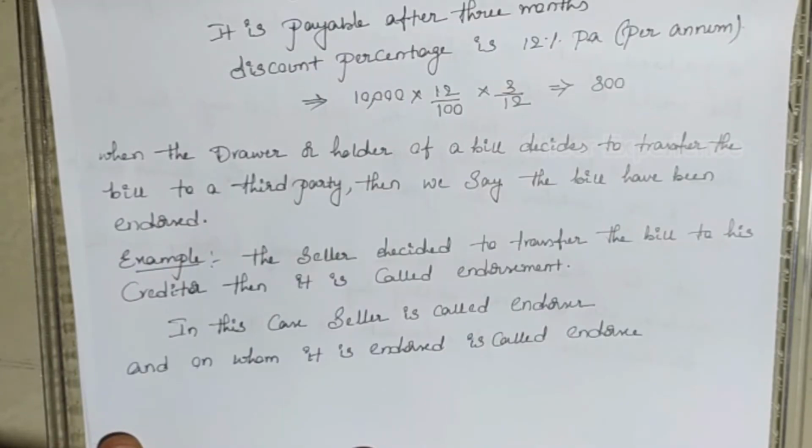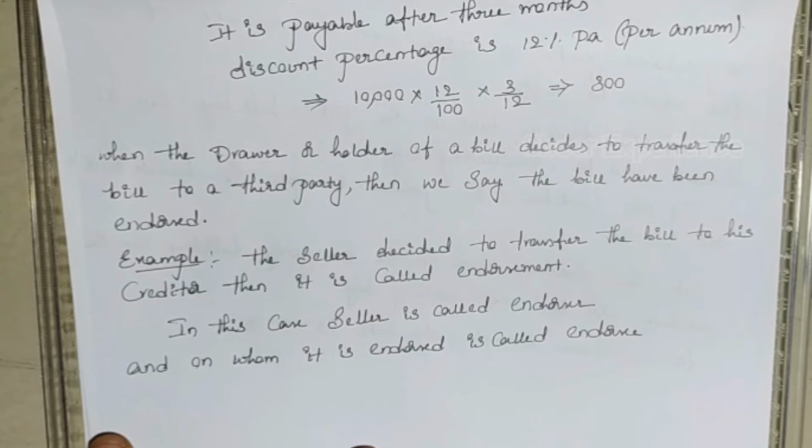When the drawer or holder of the bill, or you can say the seller or supplier, all are same, decides to transfer the bill to a third party, then we say the bills have been endorsed. Let's understand this with an example. The seller or the holder of the bill has decided to transfer the bill to his creditor, wherein he has to pay some amount to his creditor. For that creditor, the seller has decided to transfer the bill. It is called as endorsement.